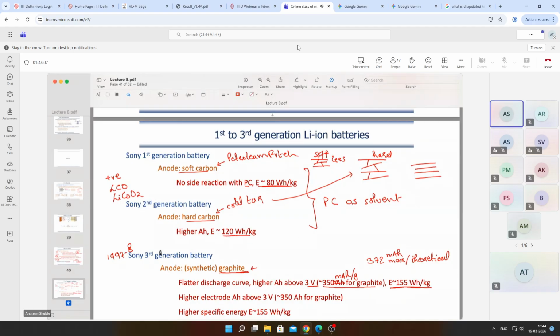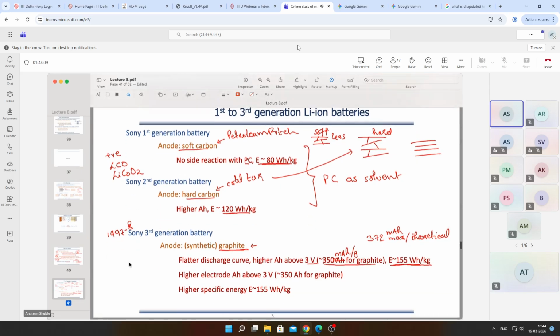Then came the Sony third generation battery of around 97, 98, where they were able to figure out making use of graphite. So they could get over soft carbon and hard carbon, and go to graphite itself, because it increased the storage capacity by a much higher amount. It also provided a flatter discharge. I think we can ignore all of this.